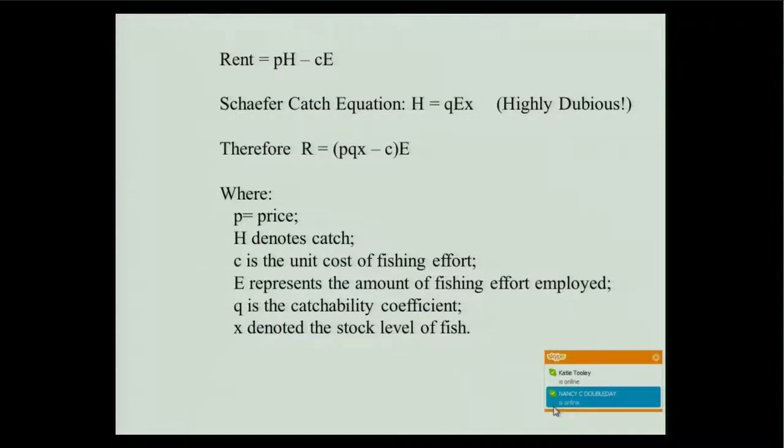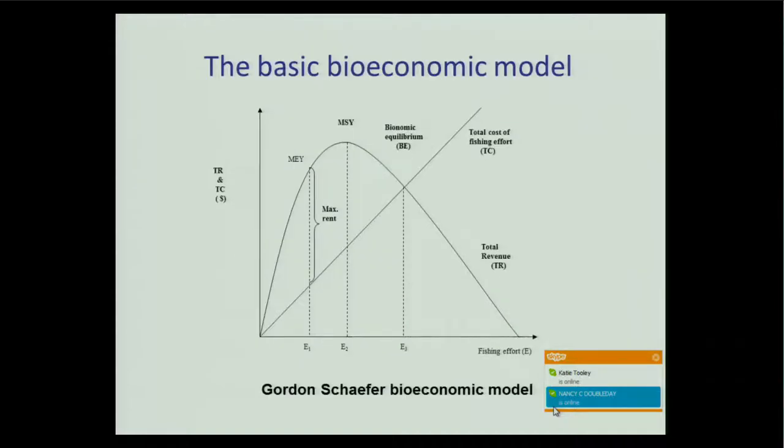All right. What do we do with this? This figure, please remember this figure for the rest of your life. This is the basic bioeconomic model. It's static, so it's far from being the full thing, but it tells you a lot. So here, you have your total revenue, TR, and your total cost, TC.